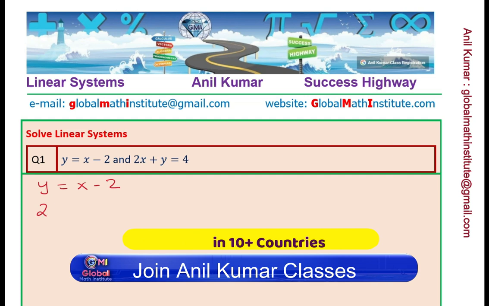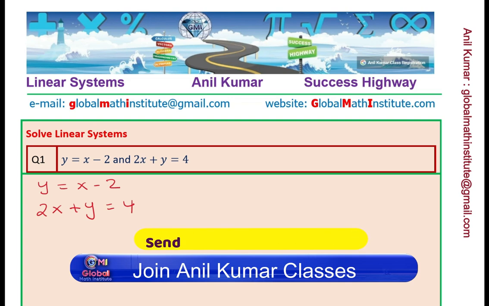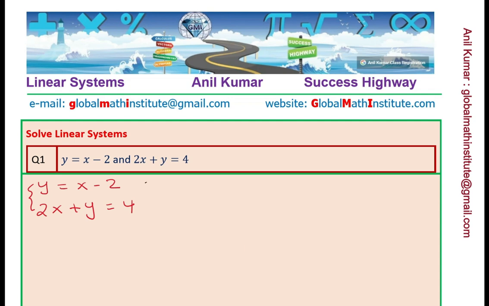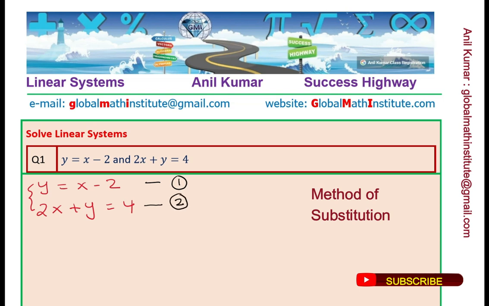So here is the very first question, which is y equals x minus 2, and the second equation is 2x plus y equals 4. It is called a linear system because there are two equations, right? System means two or more, and both are linear equations. As you can see, in equation 1, we explicitly write what y is equal to. Y is equal to x minus 2, and we can substitute this value of y in our equation number 2. If we do that, we eliminate y from the second equation and we get an equation only in x, right?